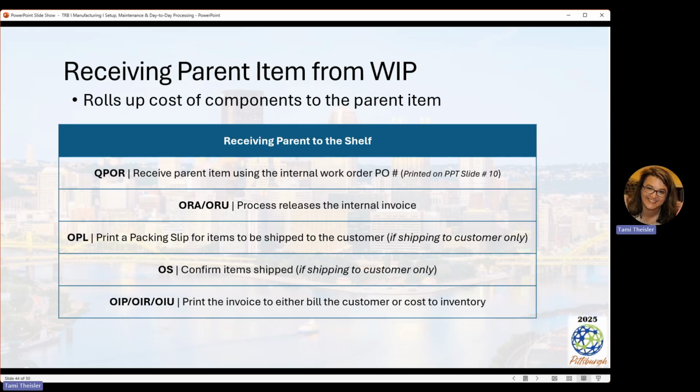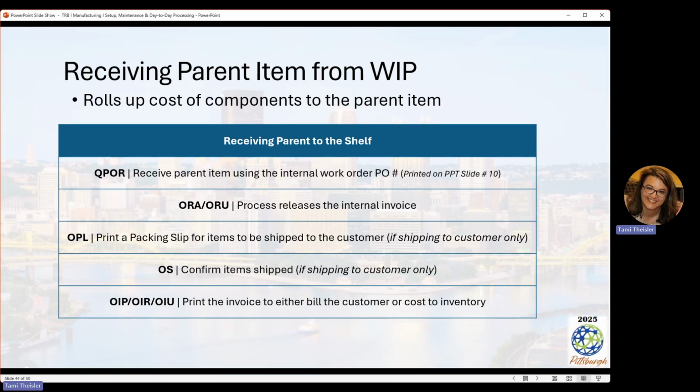Now we're stepping into this last part, where we receive the parent item from WIP. We've rolled up all of these components and added burden, and maybe not all of the burden, maybe not all of the labor. That's the key benefit to being able to final cost this down the road. But anything that's already rolled up, at the point when we receive the parent to the shelf, we're going to process through QPOR. So we receive the parent using the internal work order.